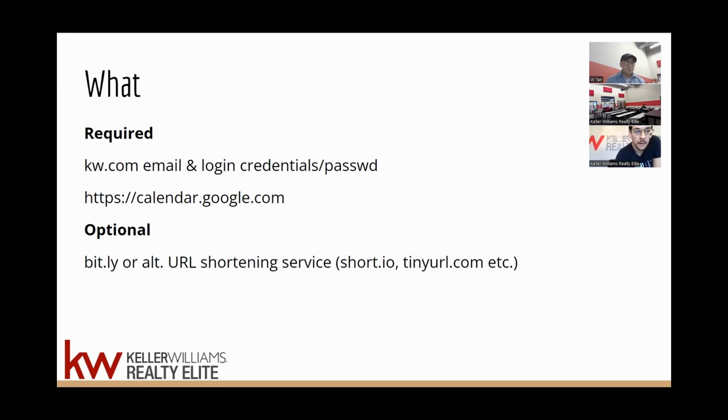So this is the what page, the required and optional. Most of us have a kw.com email address already, so that's assumed. And then you just need to get to the URL that says calendar.google.com with your kw.com email and login. An optional piece I do like is bit.ly or a whole bunch of other URL shortening services out there. It just basically takes a very long, cumbersome Google address and shortens it up into something that you can remember, stick it on your business card, throw it in a QR code or otherwise.